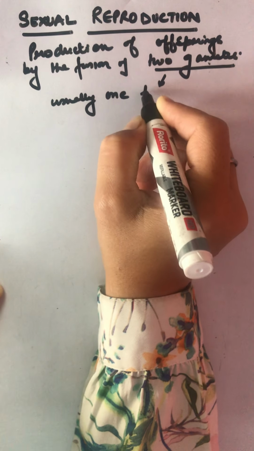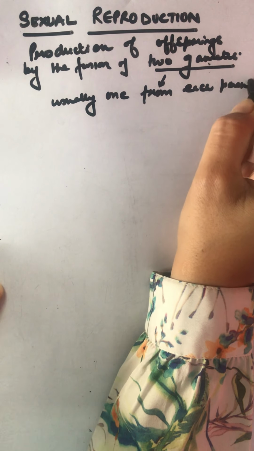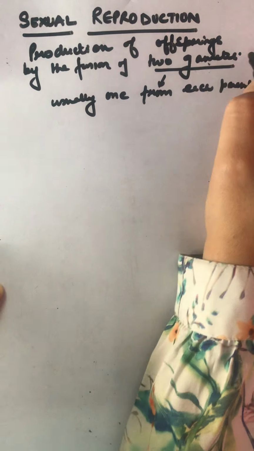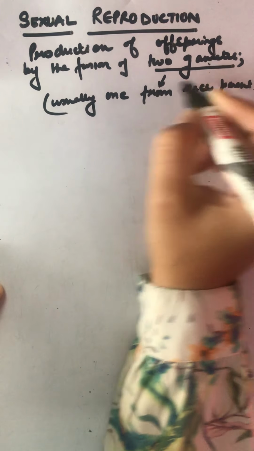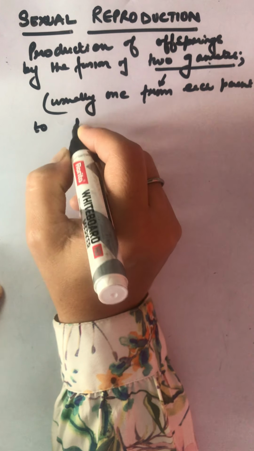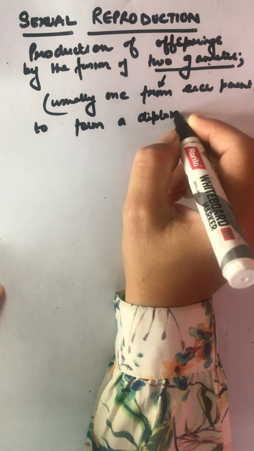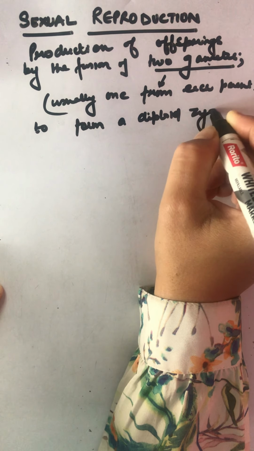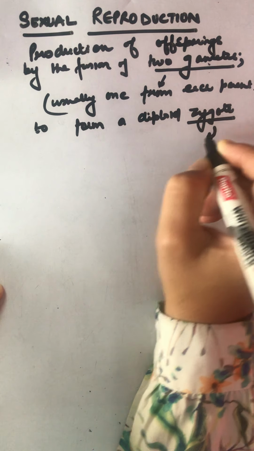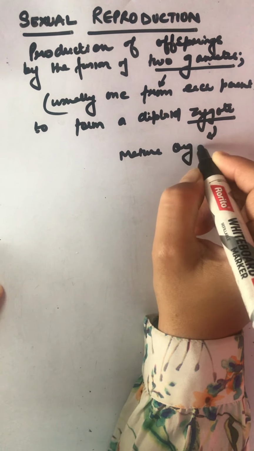Usually one from each parent. This fusion of two gametes forms a diploid zygote, and that zygote will develop into a mature organism.